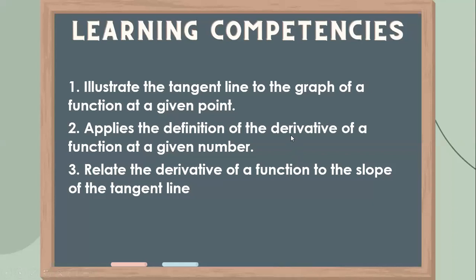For the learning competencies, first we will illustrate the tangent line to the graph of a function at a given point. Then apply the definition of the derivative of a function at a given number. And then relate the derivative to the slope of the tangent line.